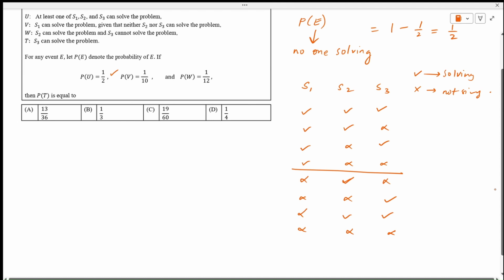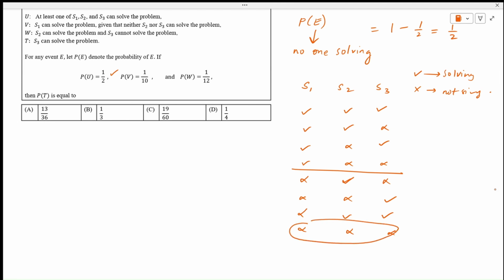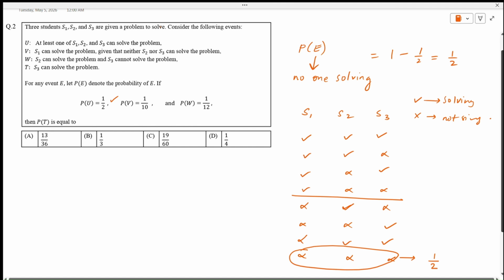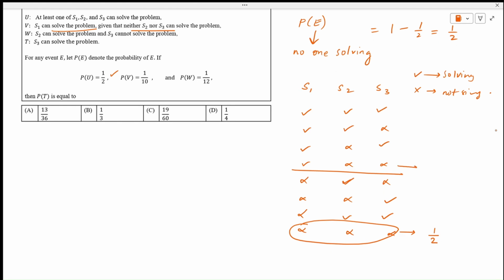Since we know that the probability of not solving the problem is 1 by 2, and P of V, what is V? V is an event where S1 can solve the problem given neither S1 nor S2 solve the problem. So it is this case whose probability is 1 by 10, and W: S2 can solve the problem and S3 cannot solve the problem. So let me take blue color here.